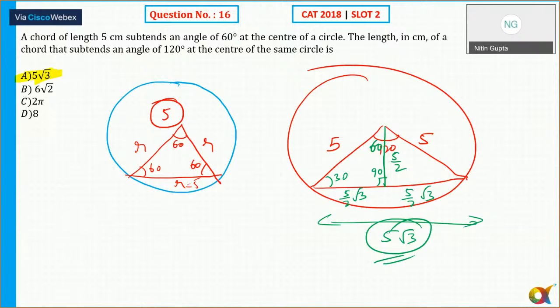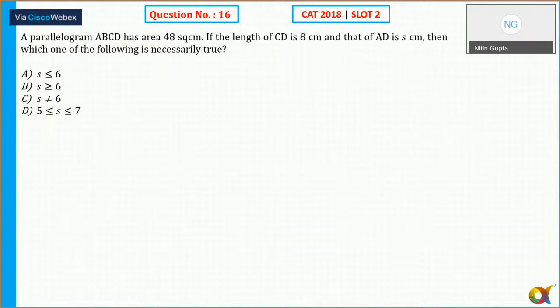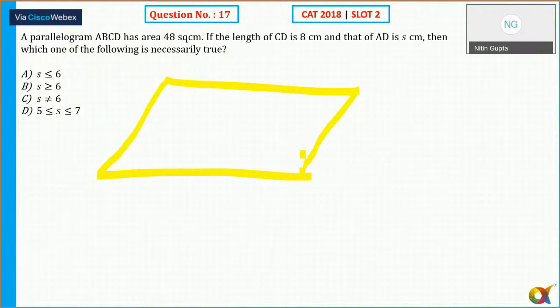Okay, guys. So let's move to question number 17 now. It is based on a parallelogram. It says a parallelogram ABCD has an area of 48 centimeter square. So let's say this is the parallelogram ABCD. Mark it A, B, C, D. If the length of CD is equal to 8 and that of AD is equal to S centimeter, which of the following is necessary?